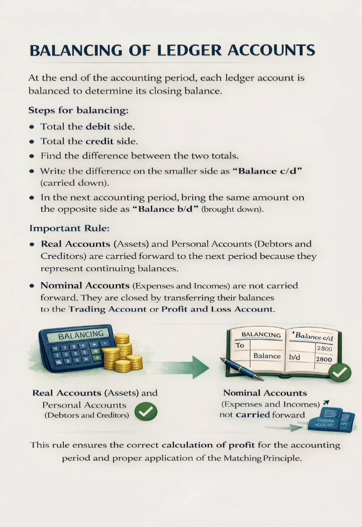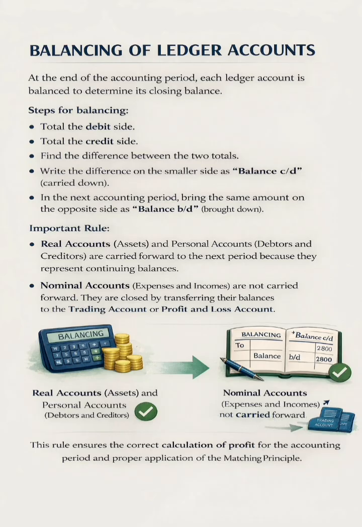Balancing of ledger accounts. At the end of the accounting period, each ledger account is balanced to determine its closing balance. Steps for balancing. Total the debit side. Total the credit side. Find the difference between the two totals. Write the difference on the smaller side as balance carried down. In the next accounting period, bring the same amount on the opposite side as balance brought down.